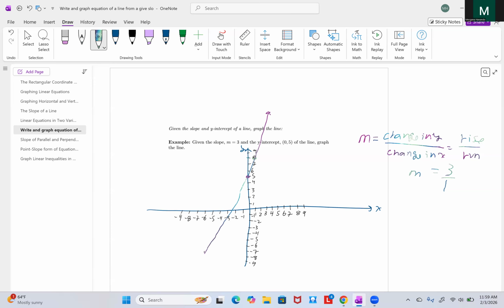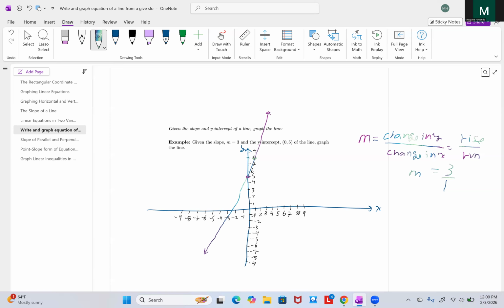This is not exactly to scale, but if it were to scale, it should pass through the correct x-intercept as well. So this is the line. This is the graph of the line that has a slope 3 and y-intercept 5.